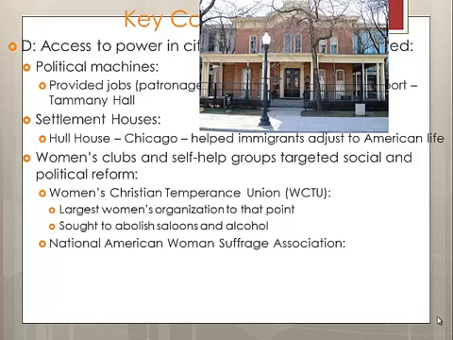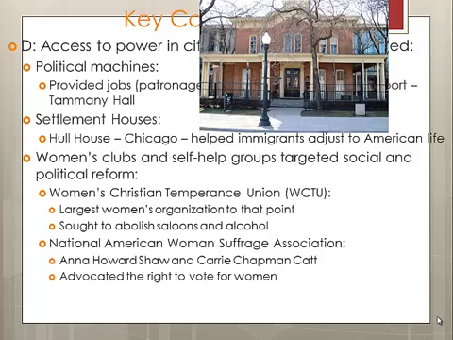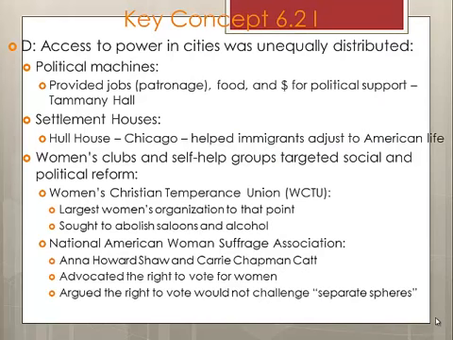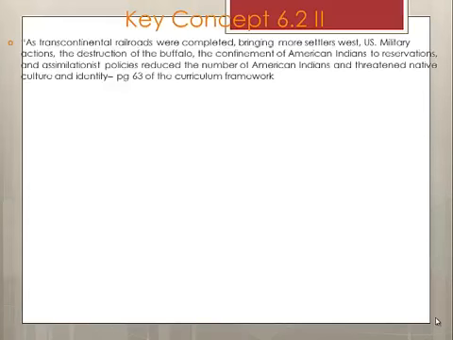The National American Woman Suffrage Association was founded by Anna Howard Shaw and Carrie Chapman Catt, and they advocated the right to vote for women. Again, this is something that will become very popular in the early 20th century. They argued this right to vote would not challenge the separate spheres, the idea of the cult of domesticity, that women are expected to stay home. In reshaping that argument, stating that suffrage would not challenge separate spheres, more people would begin to support women's suffrage.